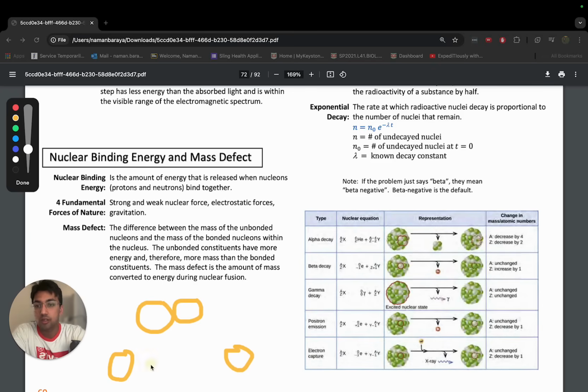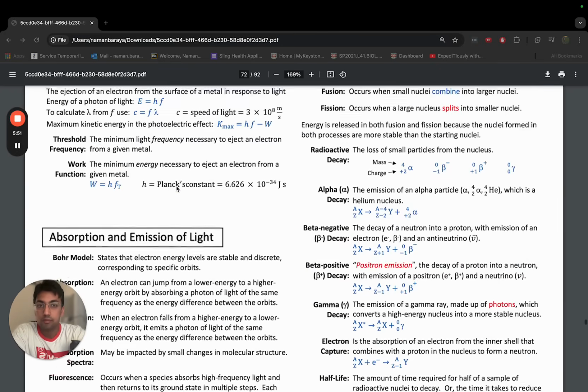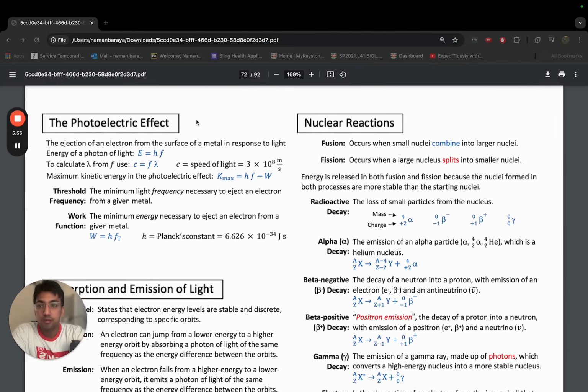And so actually when these things are separated, they have more mass and more energy. Slightly more mass, a lot more energy. And because of that, the mass defect is the amount of mass that's converted to energy during nuclear fusion. Nuclear fusion, you should also know what the difference between nuclear fusion and fission is, which is what we'll get into next.